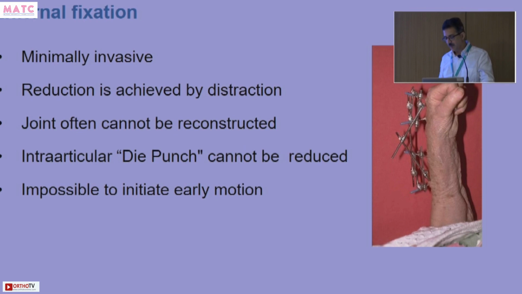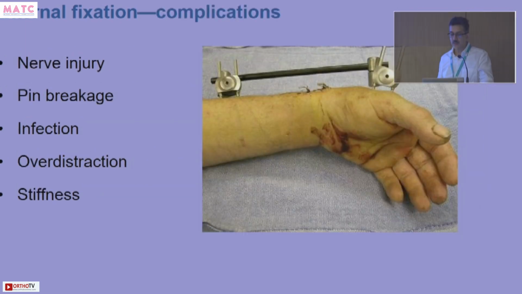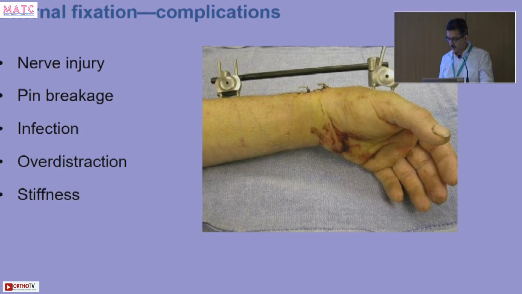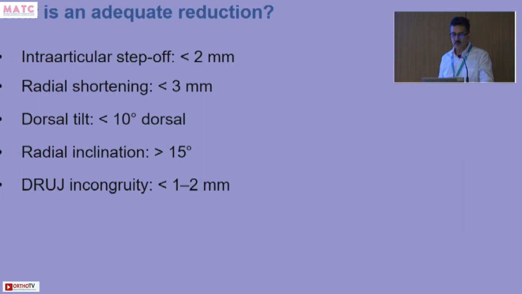Most common complication with external fixator is CRPS, chronic regional pain syndrome, which is quite common after this external fixator. So nerve injury, pin breakage, infection, over distraction, stiffness, these are the possible complications with external fixator.